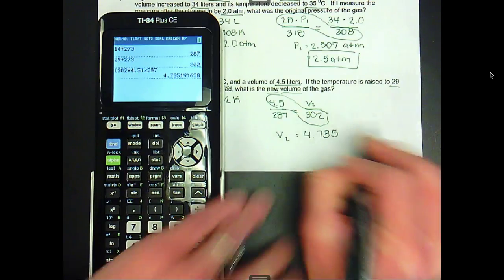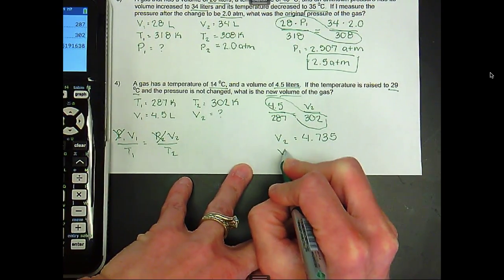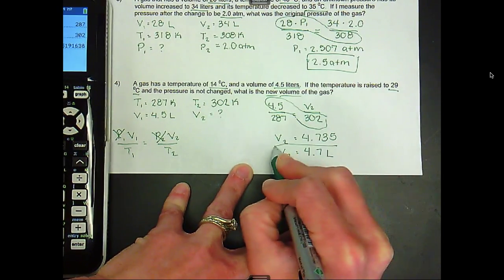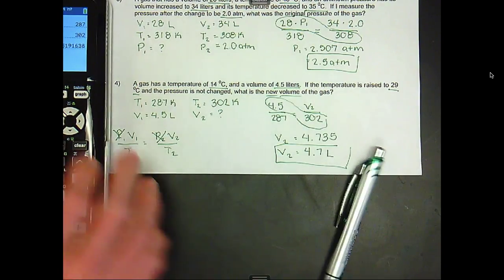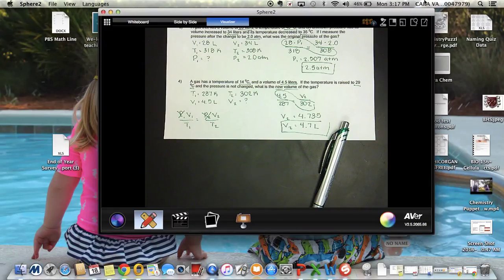4.735, but of course we want to look back at the original number of significant figures, and it looks like that would be 2. So volume 2 is going to equal 4.7 liters under those circumstances. So we can use the combined gas law because we understand that it's actually a combination of Charles', Boyle's, and Gay-Lussac's.